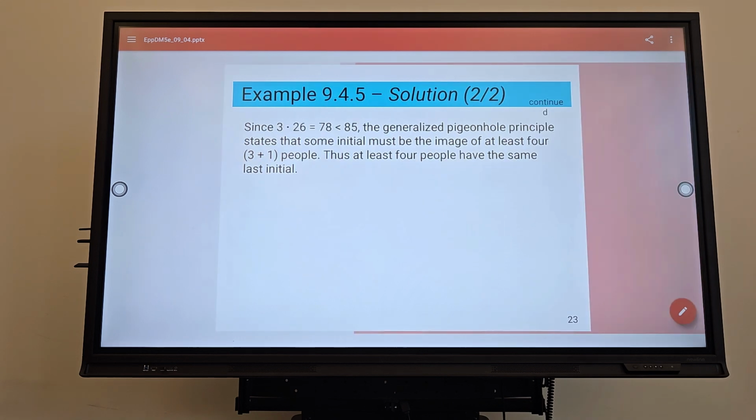So, since 3 times 26 is 78, which is less than 85, the generalized pigeonhole principle states that some initial must be the image of at least 4 people. Thus, at least 4 people have the same last initial.